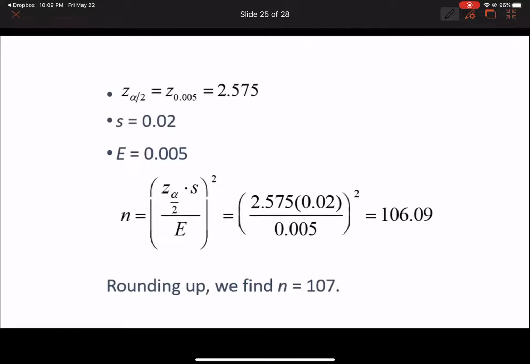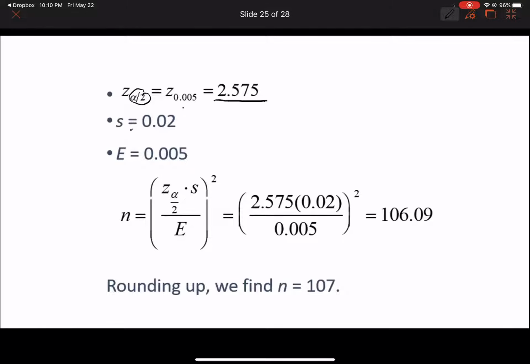So we were looking for a 99% confidence level. Because of that, our alpha is 0.01, divided by 2, we get 0.005. Looking at the critical values at the bottom of our z table, we get 2.575. This is our critical value.